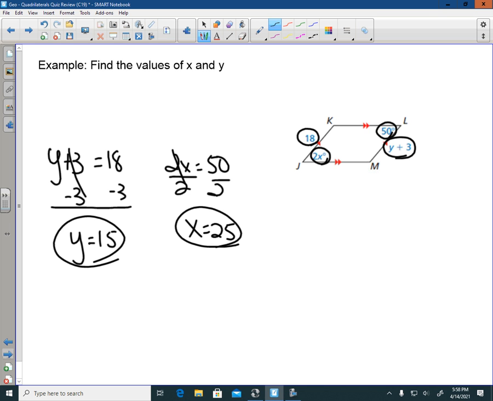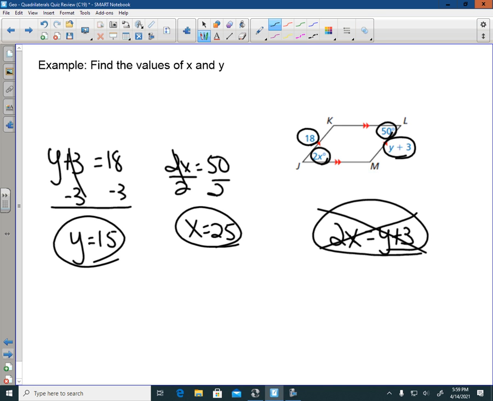Now notice that I tackled the y value first. Doesn't matter. Those aren't interrelated. Even though those values are in the same problem, you're never going to say something like 2x equals y plus 3. This doesn't happen. You've got too many variables here, and you cannot possibly solve an equation like that.